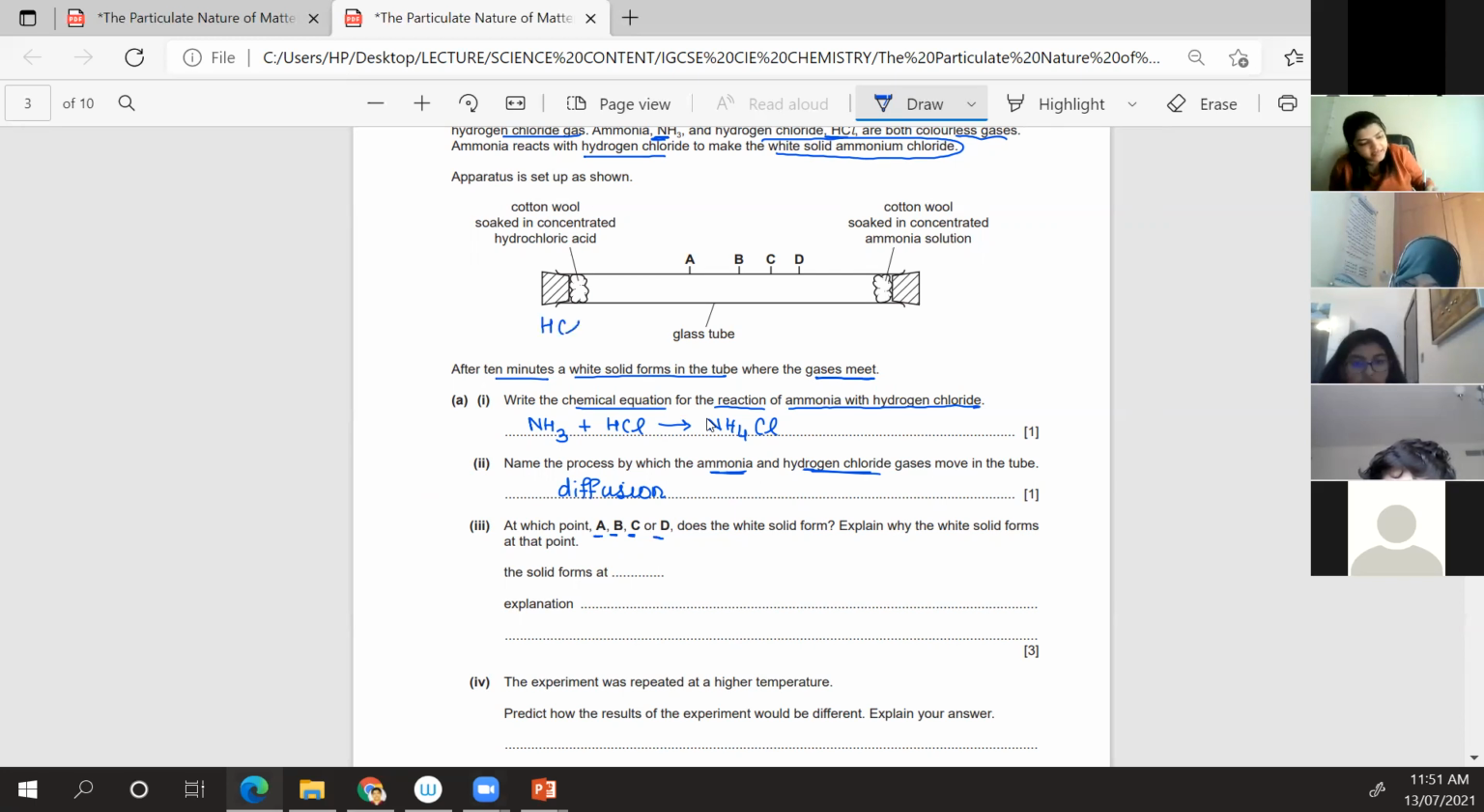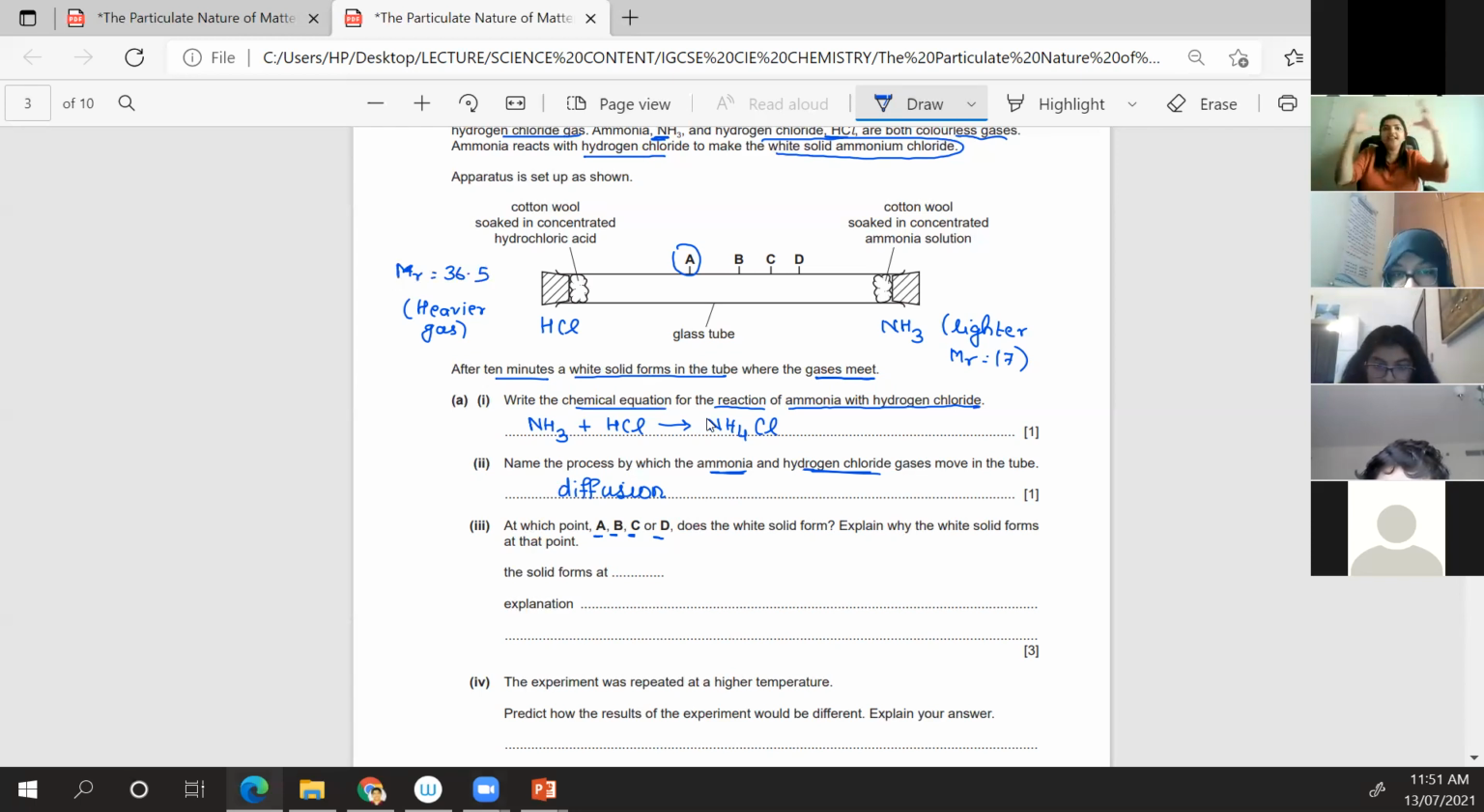This is HCl, this is NH3. Miss, A. Yes, we had studied this, that NH3 is a lighter molecule. Therefore, the molecules travel faster. Mr is 17 for this. And this is a heavier gas, so the molecules travel slower. The Mr will be 36.5. So as HCl is a heavy molecule, it will diffuse slowly until NH3 quickly comes and it will be the point near to the heavy particles. So it will be point A. The reason explanation is the ammonia particles are lighter.